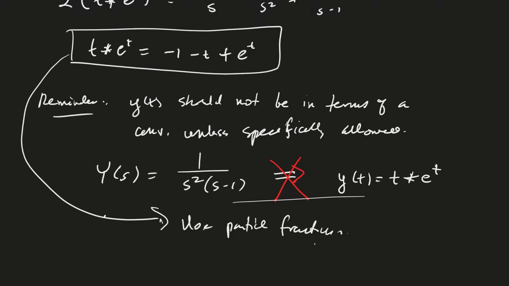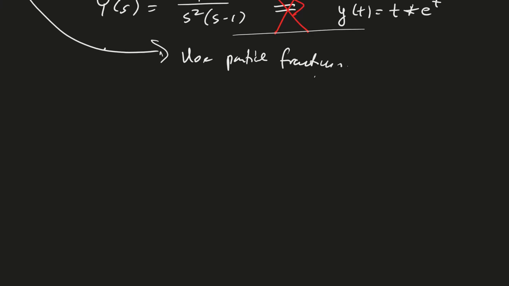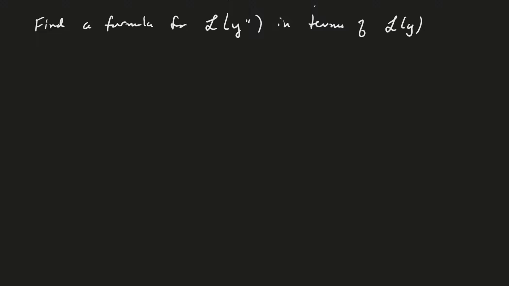Let me pause while I write down one more. So I think one that we'll do is to find a formula for the Laplace transform of y double prime in terms of the Laplace transform of y. And the idea here is that we don't want to use the table, but we want to use the definition of the Laplace transform. Okay, so how's that going to go?